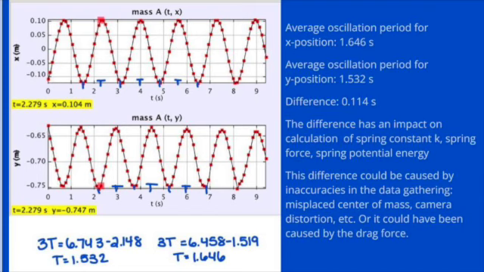Our average oscillation period for the x position is 1.646 seconds, and the average oscillation period for the y position is 1.532 seconds. The difference is 0.114 seconds. This difference could have an impact on the calculation of the spring constant K, the spring force, and spring potential energy. This difference could be caused by inaccuracies in data gathering, such as misplacement, center of mass, camera distortion, etc., or it could have been caused by the drag force.